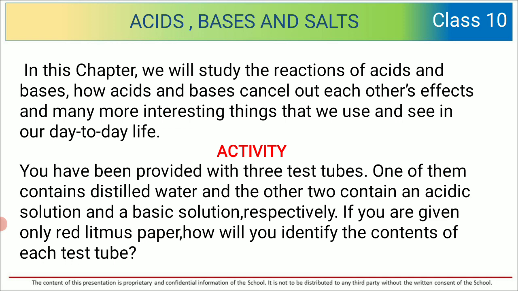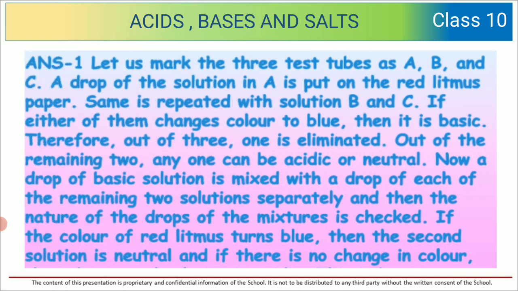Okay. So here you need to think, how will you find out which is acidic, which is base, and which of it is distilled water when you are provided with only one litmus paper? Let us mark the 3 test tubes as A, B and C. A drop of solution in A is put on the red litmus paper. Same is repeated with B and C.